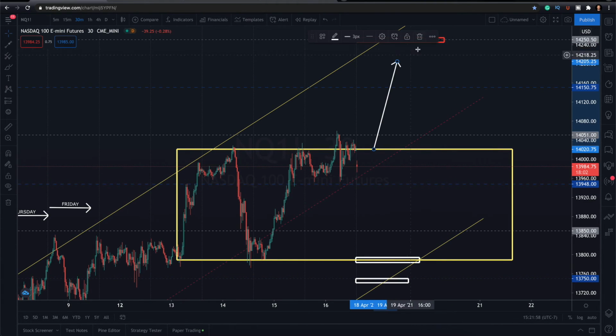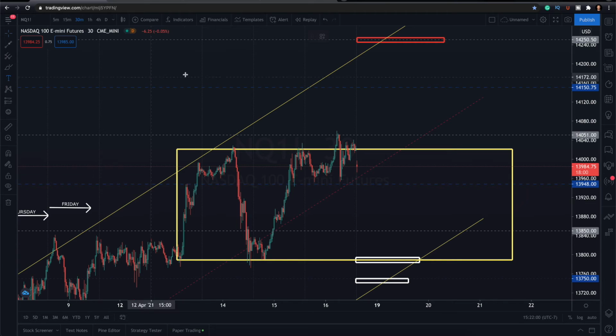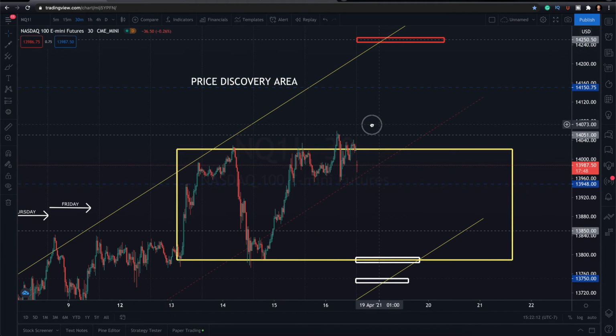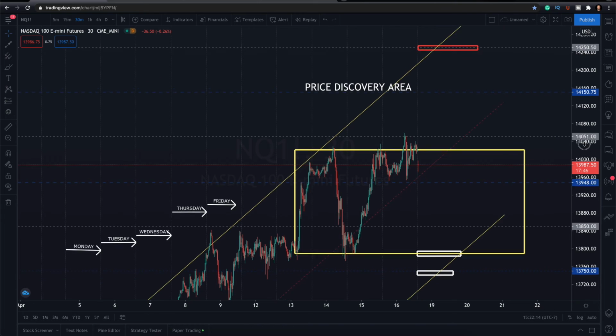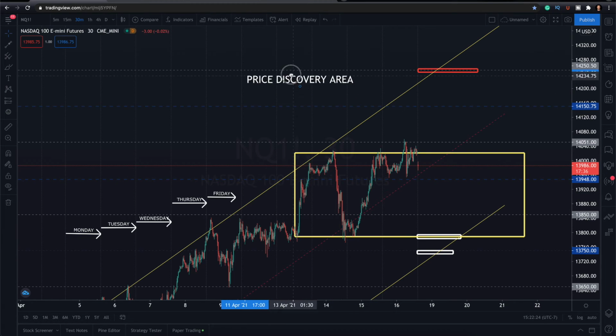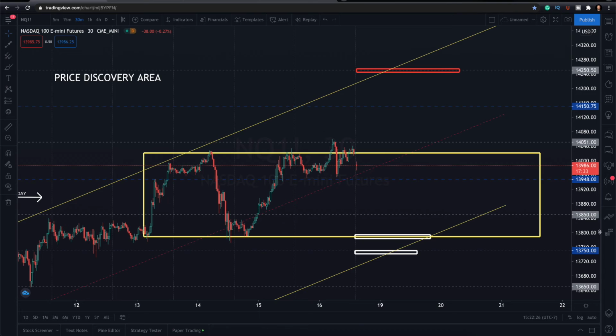So we are in price discovery. This is something very important to know, that we are right now in the price discovery area. Let me make that a little bit bigger for you. So everything above the all-time high is price discovery, and I believe the all-time high was about 13,900. So everything above this level right here is the price discovery area, and we do not have any resistance.